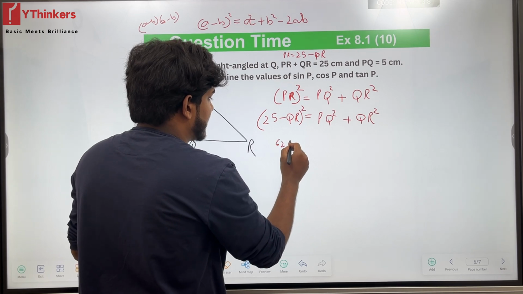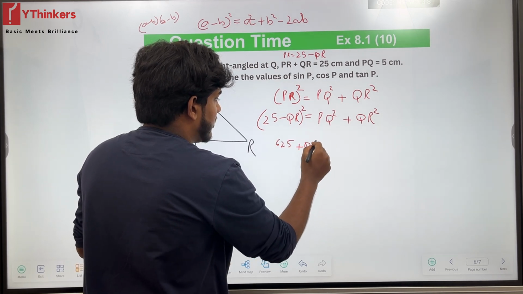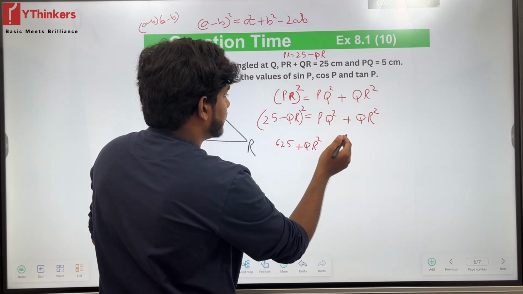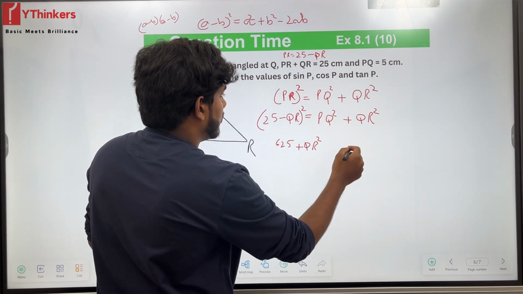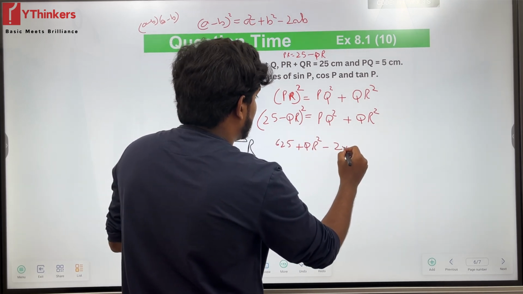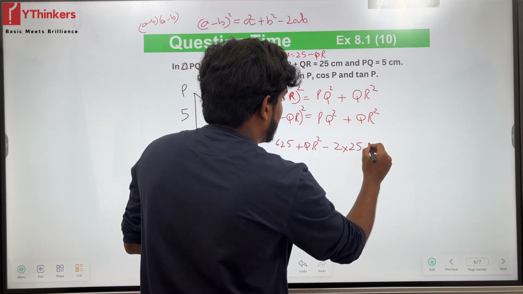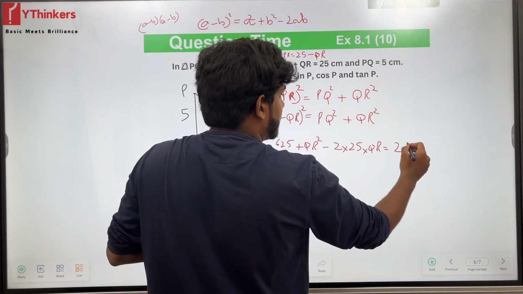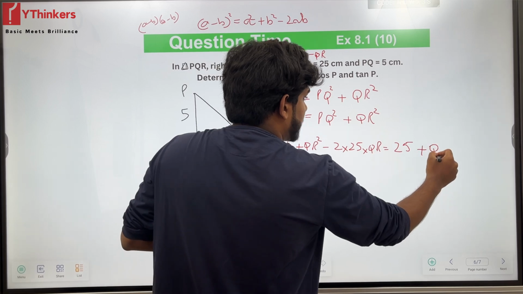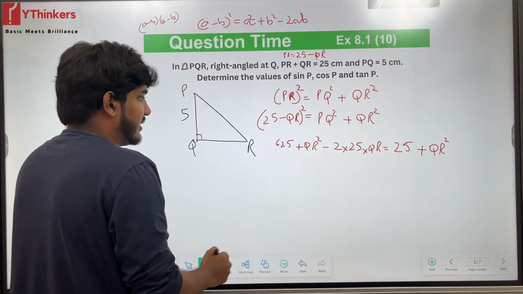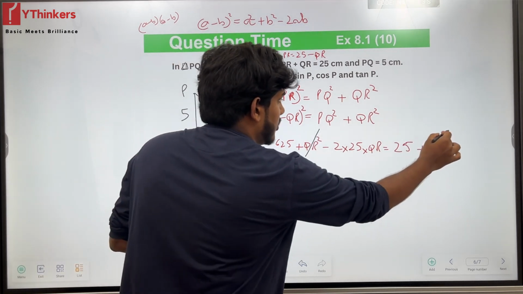25 square is nothing but 625 plus QR square. QR gets cancelled, 2 QR. Okay, fine, let's see. QR square minus 2 into 25 into QR is equal to PQ square. PQ is 5, no? So that's 25 plus QR square. Okay, no problem. Now on both the sides we have similar terms, QR square, QR square.